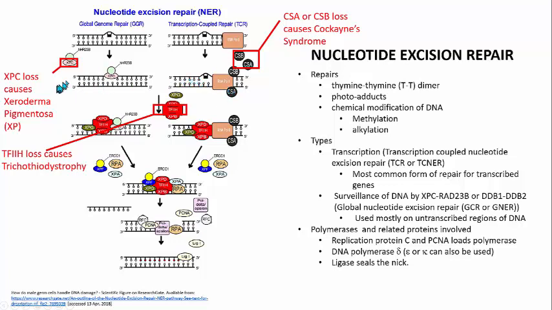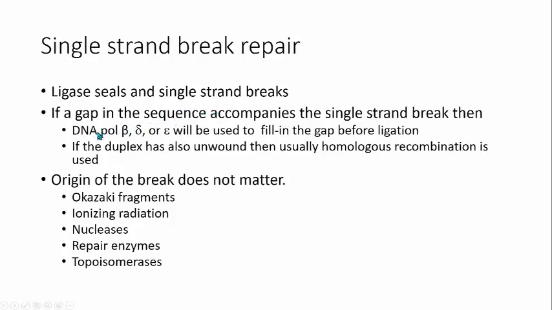It can also use something called XPC to recognize the lesions around the cell. That's the major difference between transcription-coupled and global nucleotide excision repair. Single-strand breaks, as I've already said, are repaired by simply ligating the gap if it just needs a ligation, or if there are several base pairs missing, we'll use DNA polymerase beta, delta, or epsilon to fill in the gap and then ligate it.